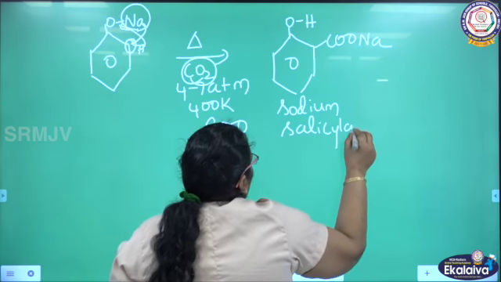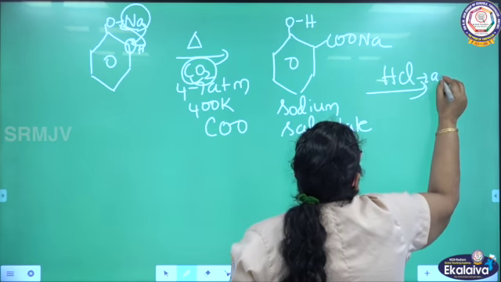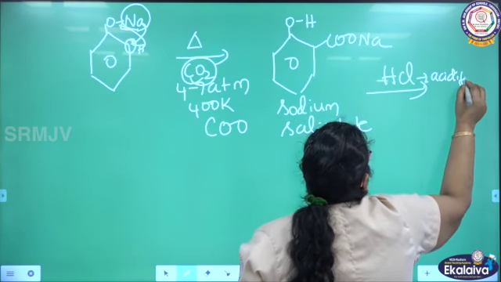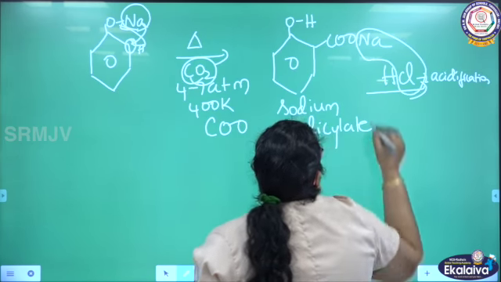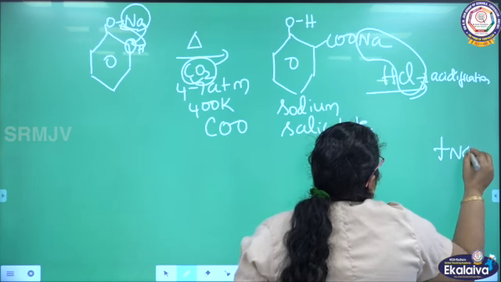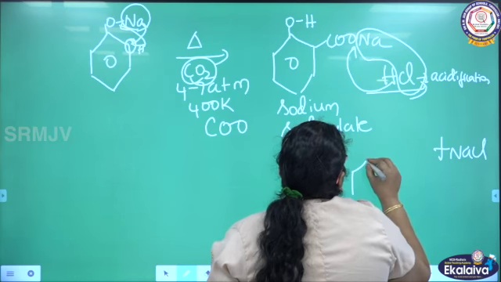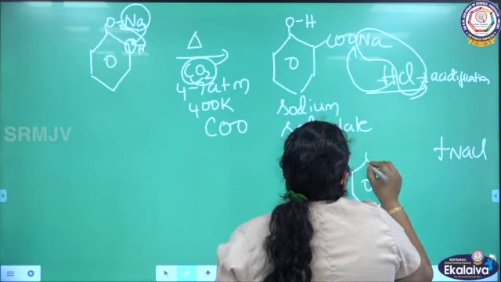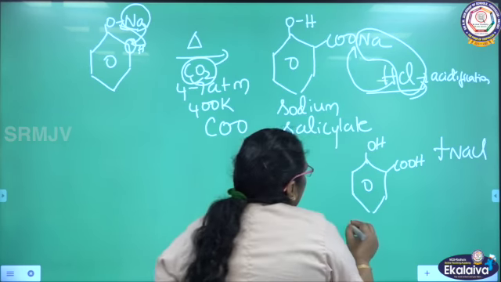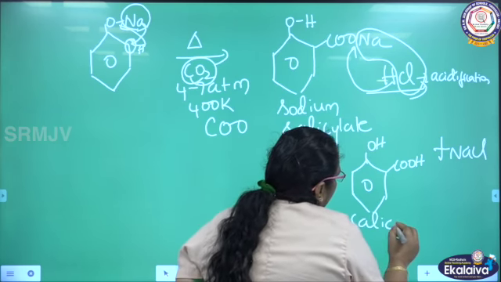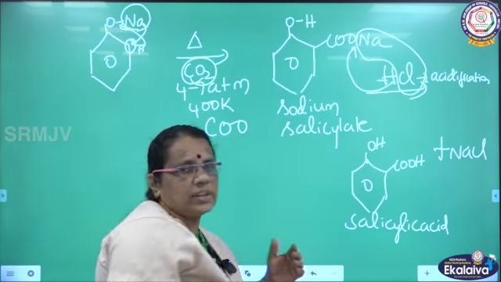What is the next step? The sodium salicylate on acidification, I am adding acid. What is the compound we are getting here? NaCl is removed. Sodium chloride is removed from here. In the place of Na, H is substituted. What is the product I am getting here? C6H4OHCOOH. What is the name of this compound? Salicylic acid. So this reaction is Kolbe's reaction.